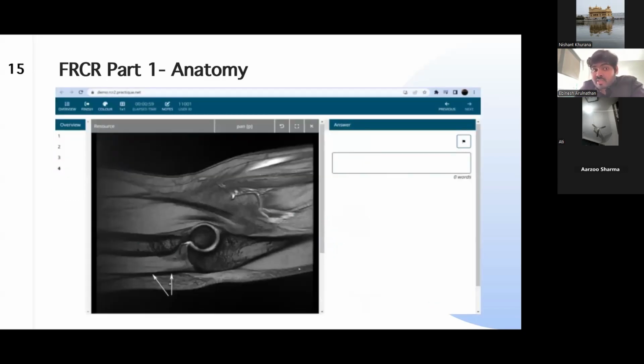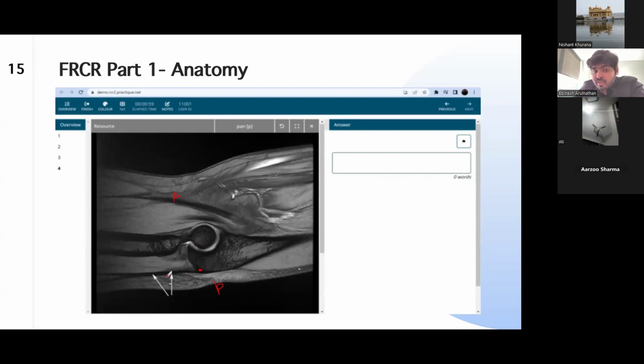So the question will be something like this. You'll have a structure labeled, and you'll have to mention what structure it is. Let's take this example. This is a sagittal section through the elbow. This is the anterior and this is the posterior aspect, or this is the flexor and this is the extensor compartment. You have a hypointense structure that is inserting into the olecranon process, and it is in the posterior, or extensor, compartment.